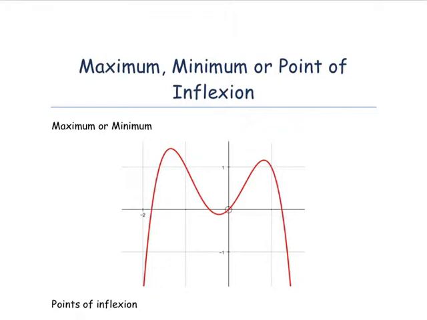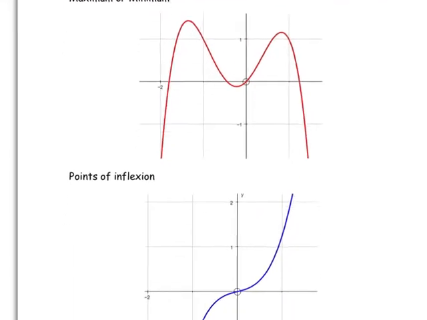or to discover whether a stationary point is a maximum or a minimum point. So a maximum point is where the gradient is increasing and then decreasing, and a minimum is where it is decreasing and then it begins to increase after the stationary point. So that is a maximum, this is a minimum, and that is a maximum. So there's 3 stationary points on this curve, of which 2 are maximums and 1 is a minimum.